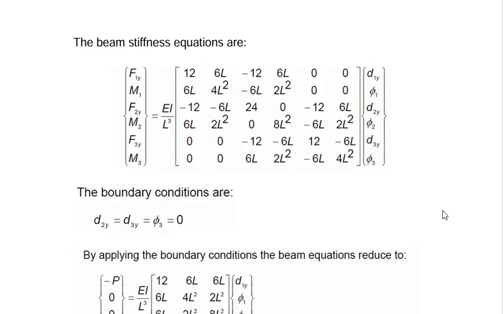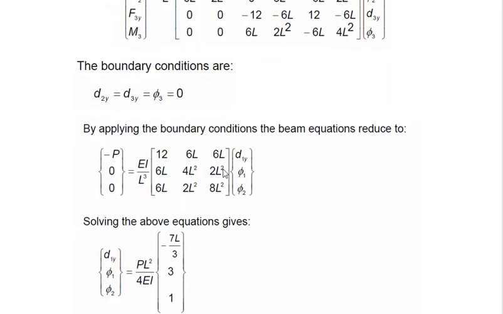Once we do that, we get this. By applying the boundary conditions, the beam equations reduce to this 3 by 3 matrix. The stiffness matrix is reduced to 3 by 3, and now we can solve the system. At node number 1, we have a force P acting in the downward direction, so that's why we have minus P here. There are no other forces or moments, so this is 0 and this is 0. Now we take this to the other side, take the inverse and solve it. We get d1y, phi 1 and phi 2.